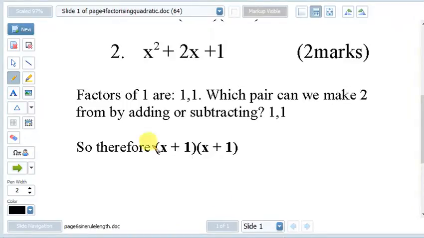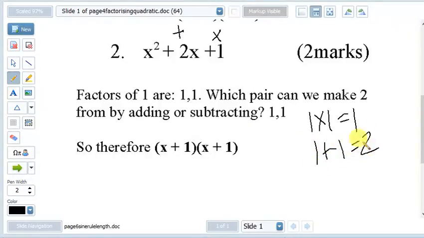Next one, so what we've got here is x squared plus 2x plus 1. So it's two numbers that times together to give the 1 and two numbers that add together to give the 2. So the only factors of 1 are 1 times 1. And of course 1 times 1 is 1, and also 1 plus 1 gives you the 2.